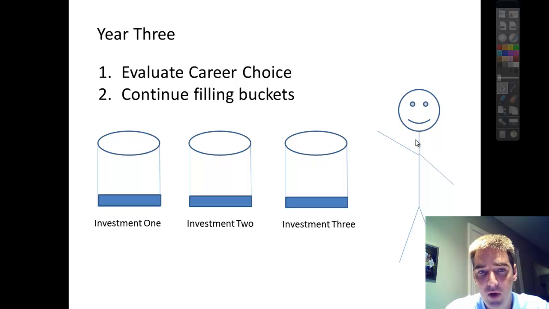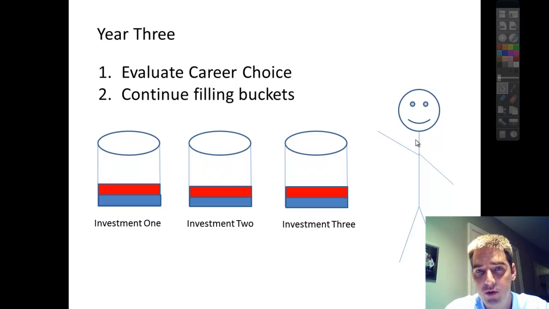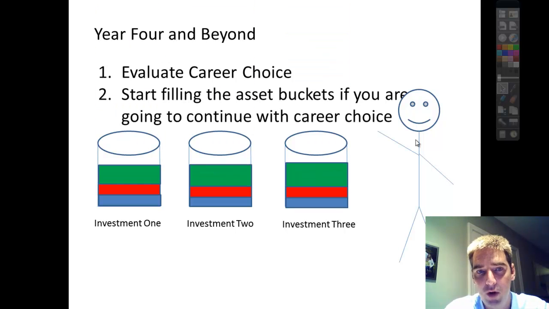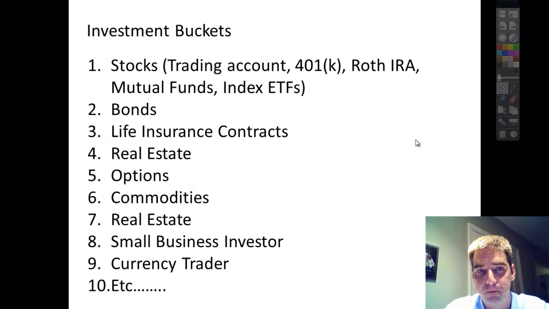Year 3, continue to evaluate that career choice, and now start filling up those buckets. Same thing in year 4. So every year you're always evaluating your career choice, always evaluating career options. Start filling those asset buckets if you're going to continue with that career choice. So now you get a little more aggressive. In year 4, you're stable in the career choice that you have, and you're getting more aggressive with filling up those buckets. So what can we put into these investment buckets?